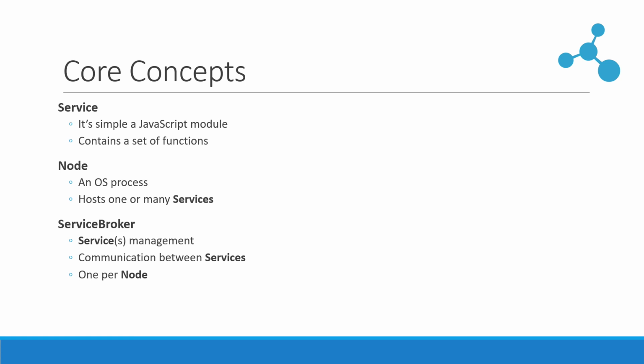Finally, we have a service broker. Service broker is the brains of Molecular, so each node must have an instance of service broker. Now, since a node can host one or many services, there are multiple ways to deploy our application.